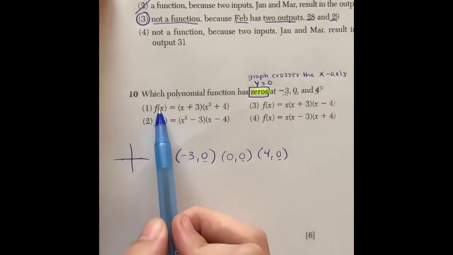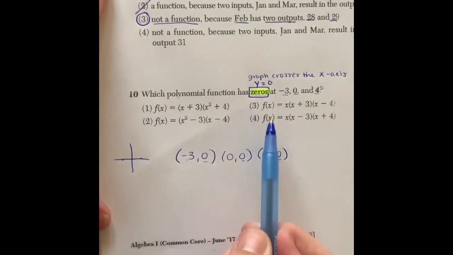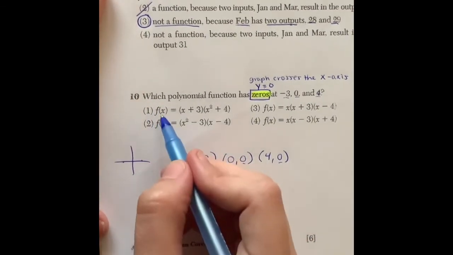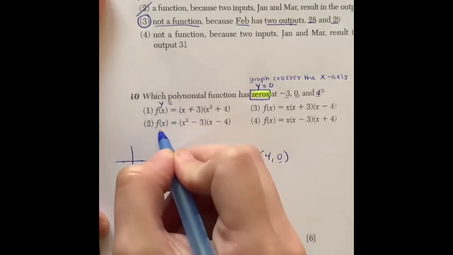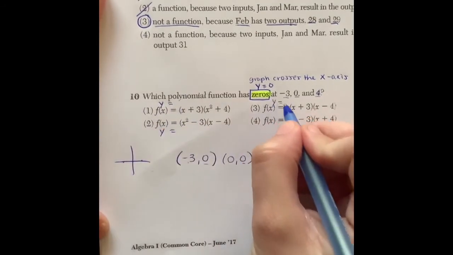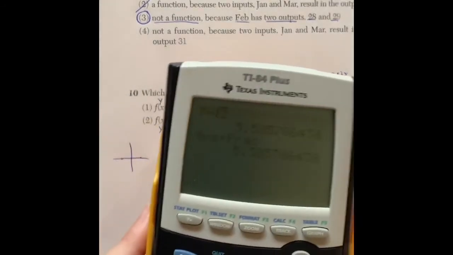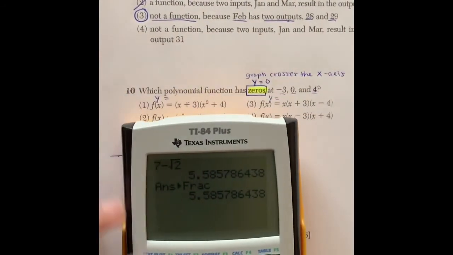So when I see f of x on all 4 choices, I know that I can go straight to my calculator because I know that these also mean y equals. So I'm just going to go in my calculator, go to y equals, and type in the first one.